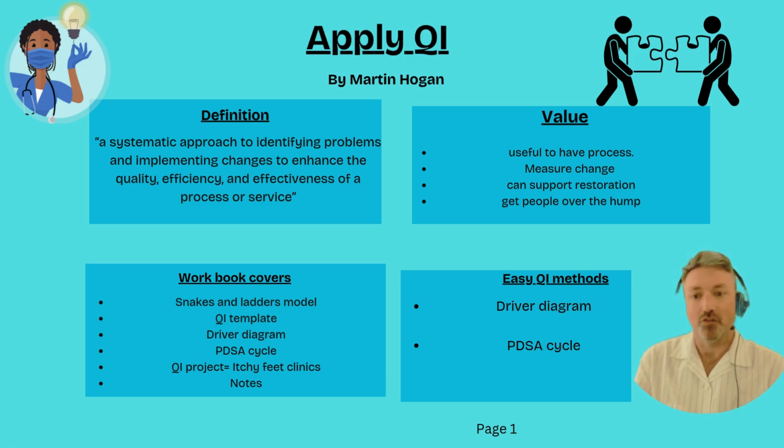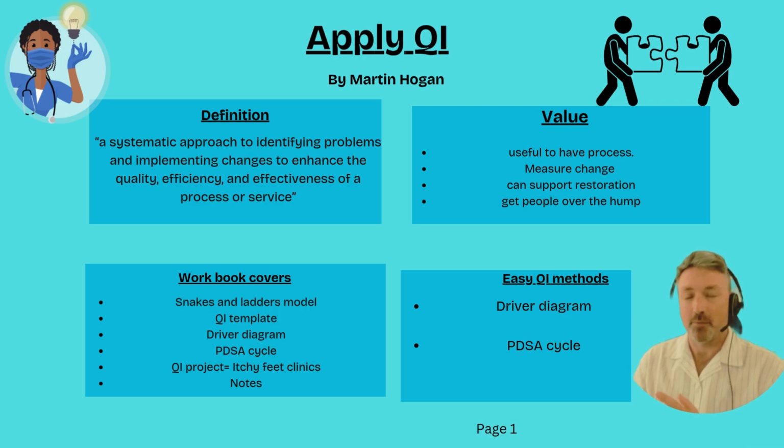The definition of quality improvement is that it's a systemic approach to identifying problems and implementing change to enhance the quality, efficiency, effectiveness of a process or service. Now, to me, that's all fancy schmancy, but what it means is it's a methodology used to overcome problems or attempt to overcome problems, which is what we as professional advocates do all the time, not just in restorative clinical supervision, but also in our career conversations, our quality improvement initiatives and supporting others to deliver quality improvement, because QI, quality improvement, is like the language of executives.